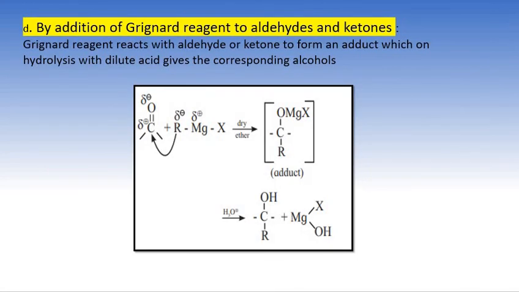Now, addition of Grignard reagent to aldehydes and ketones. Grignard reagent reacts with aldehydes or ketones to form an adduct which on hydrolysis with dilute acid gives you alcohols. For example, this is one carbonyl group of aldehyde or ketone. It is reacting with this Grignard reagent. One adduct will form in presence of dry ether, and on further hydrolysis you will get to see the formation of alcohol.